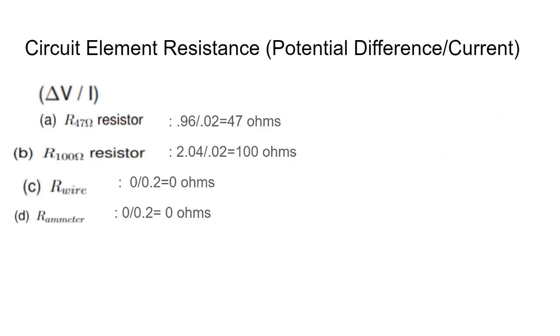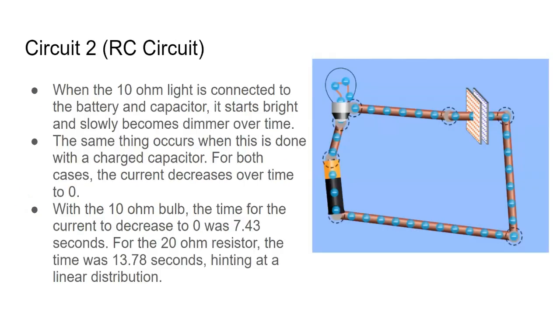So this is just using our experimental values to confirm that we've been running this correctly, using delta V divided by current to find resistance. So your delta V at the point of the 47 ohm resistor is 0.96, and divided by the current, you get 47 ohms, which is correct. The same goes for the 100 ohm resistor. And then for our wire and our ammeter, there is 0 delta V at these locations, and so there is 0 resistance at the location, which again, with our software is going to be correct.